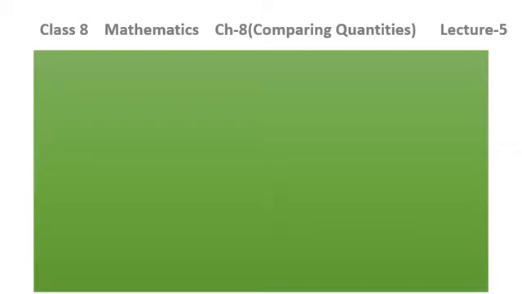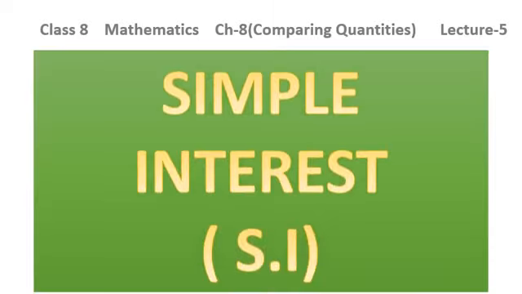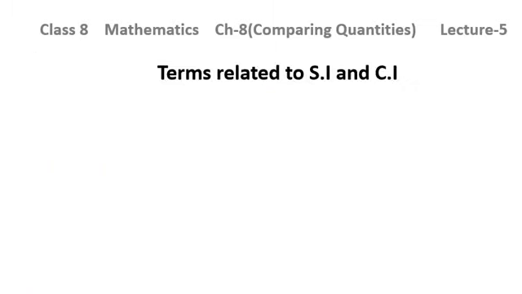So coming to the main concept, first of all, we will have a look at simple interest. This you have learned in your previous class. Now we shall review it again in this class 8, and we will learn about compound interest in further slides. That is the main important part of this chapter. The terms related to SI, that is simple interest, and CI, that is compound interest, are basically the same.